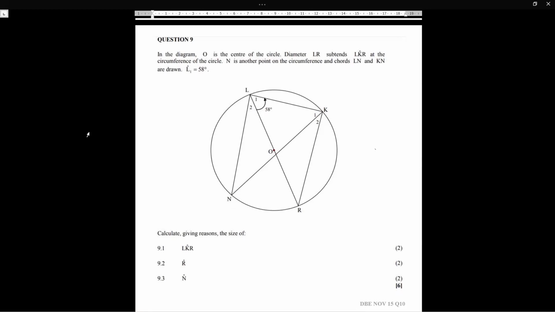Okay, has everyone had a chance to read this now? Keyword, center. So if O is the center of the circle, what are you looking at in terms of the theorem, or what's coming to your mind? Okay, let's carry on reading. This says the diameter LR. So what can you conclude if LR is a diameter?